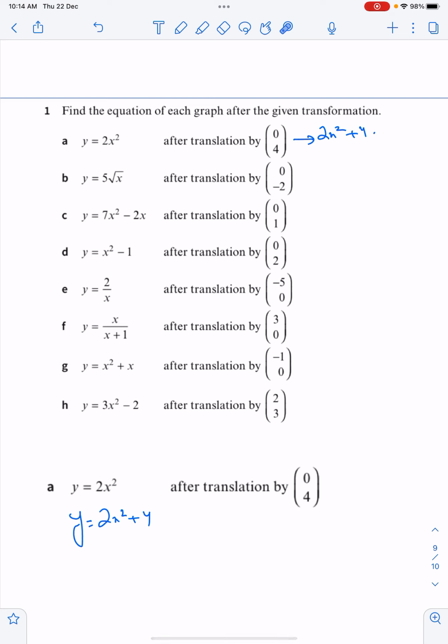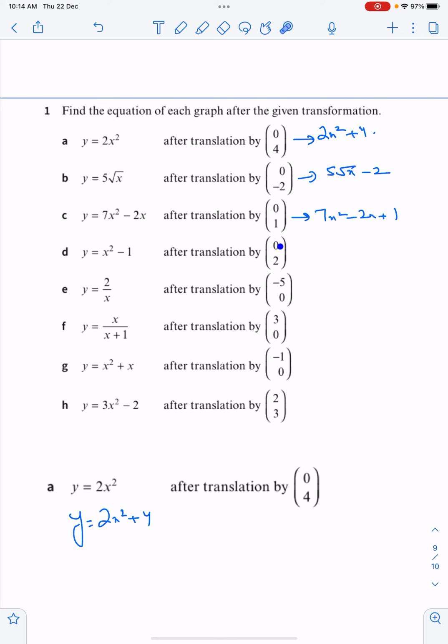Now in the second one, it has to go down by 2 units. That means for the whole equation, subtract 2 from the equation. Y equals f of root x minus 2. Now here also this is a vertical movement by 1 unit. So the whole graph is going to go up by 1 unit.